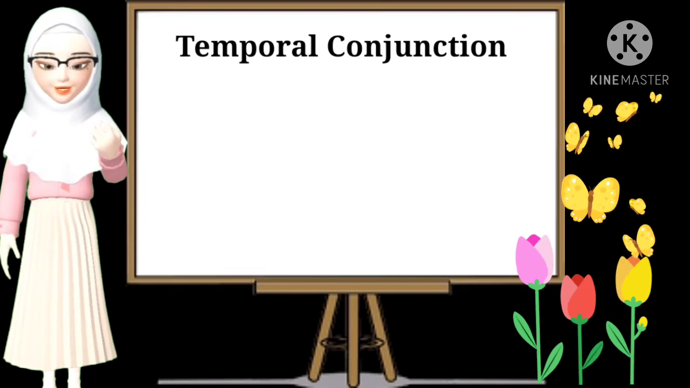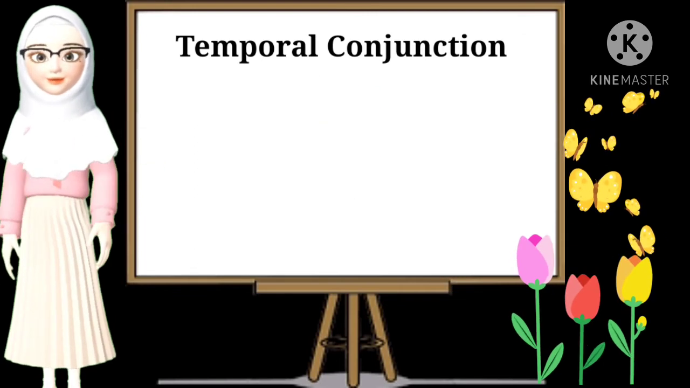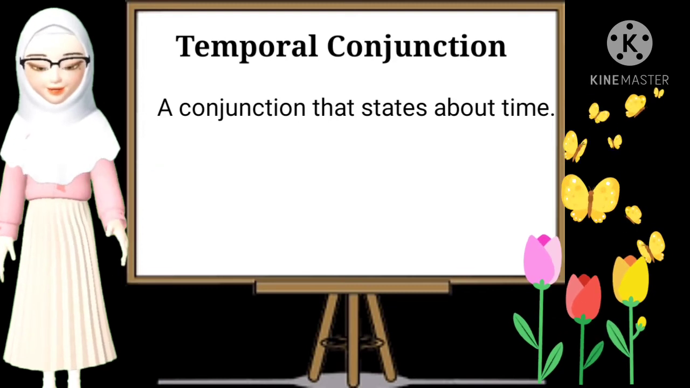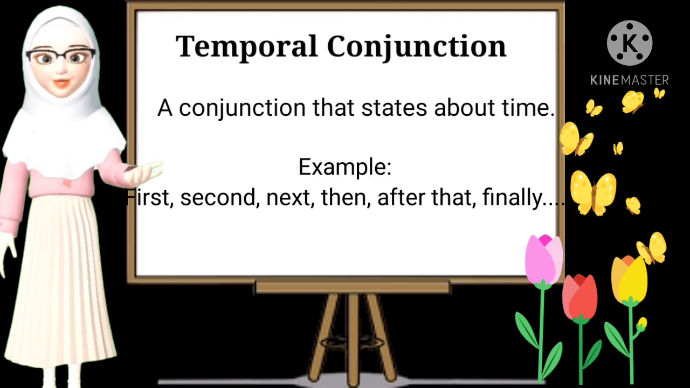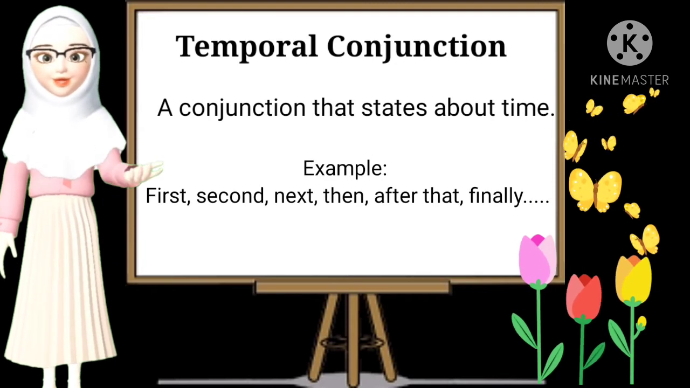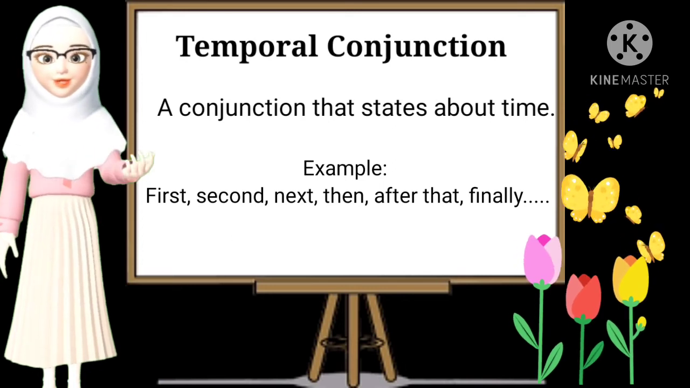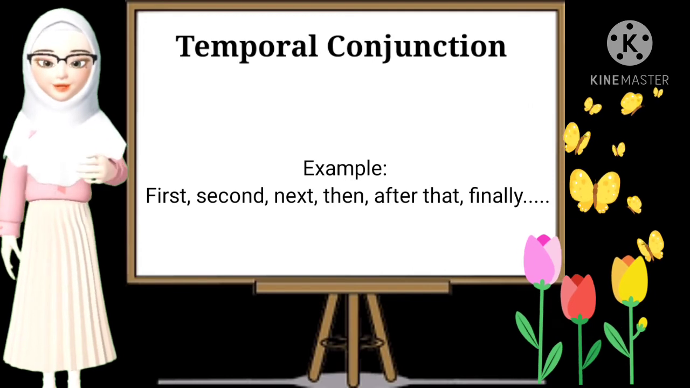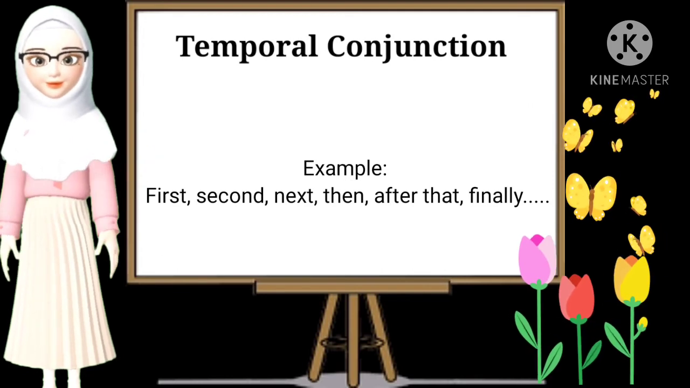Next, about temporal conjunction. Do you know what it is, my students? Temporal conjunction is a conjunction that states about time. For example, first, second, next, then, after that, finally, and so on. In the procedure text, we use temporal conjunction because the text tells us about how to do or make something step by step.